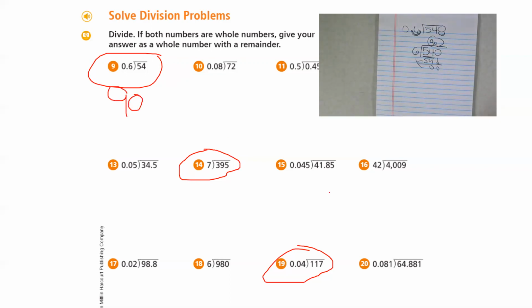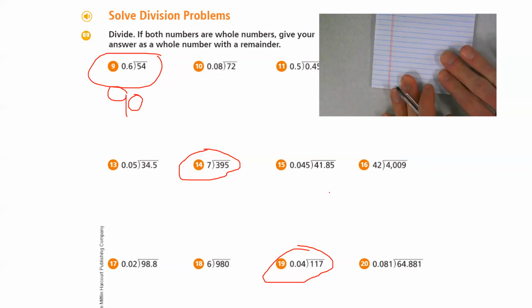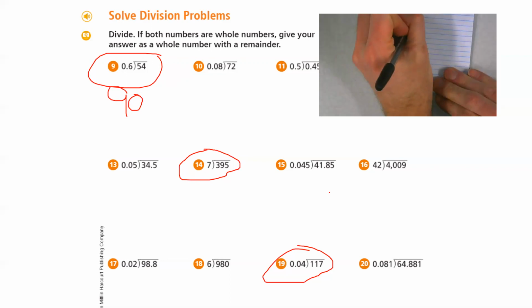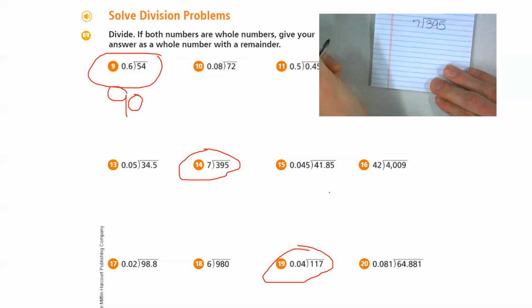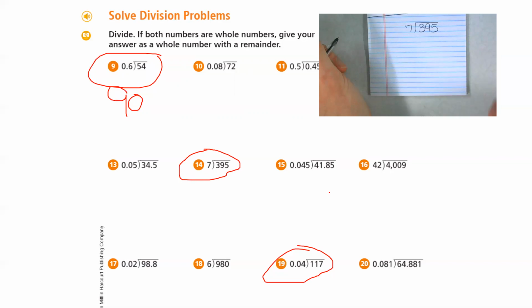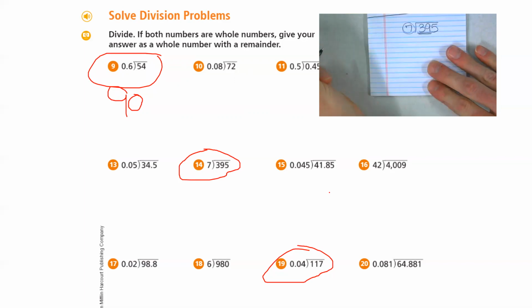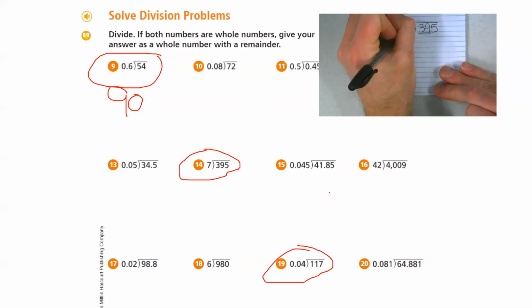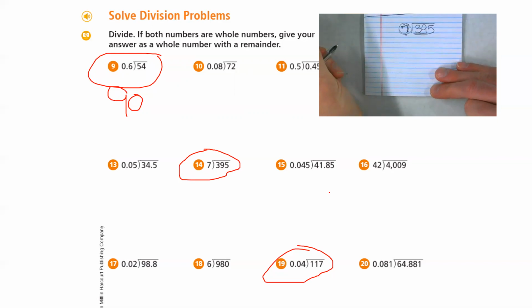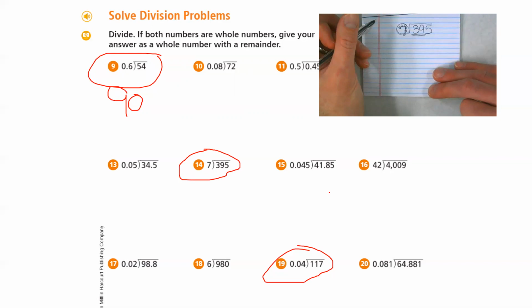What about number 14? Number 14, 395 divided by 7. No decimals to work with, so we're just going to have a normal division problem here. 7 goes into 39 how many times? Well, count by 7s, okay? And remember, if you are not good at counting, every number can have invisible dots. I made this 7 have 7 invisible dots, so I can count by 7s.